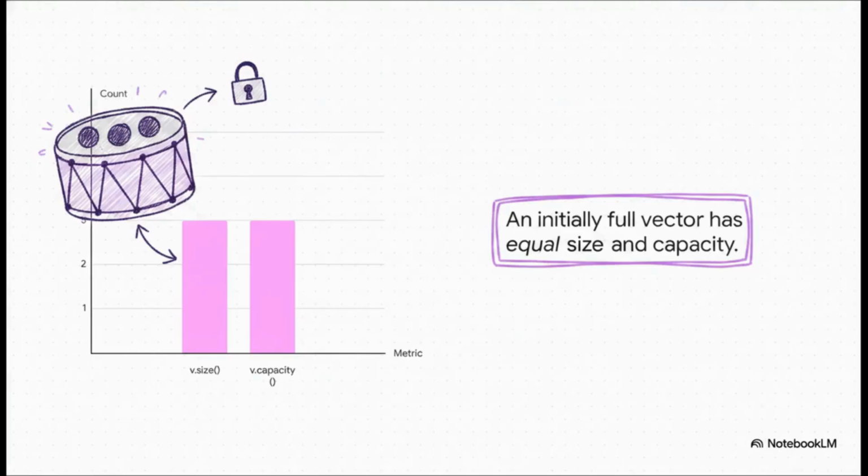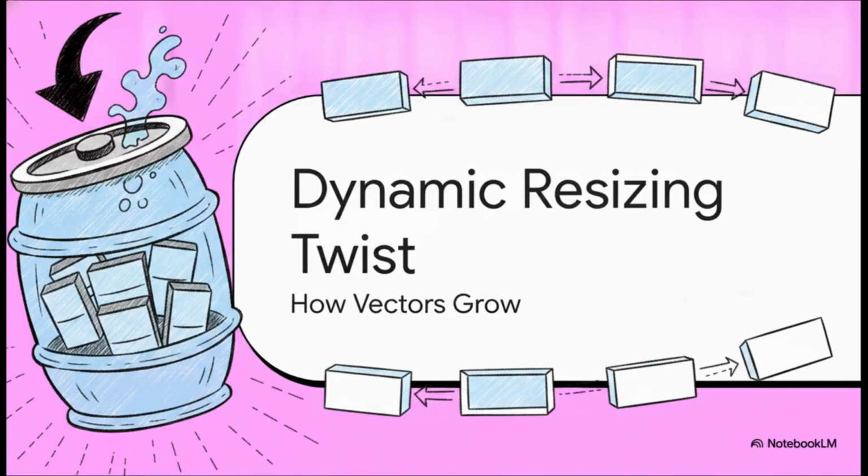So if we initialize a brand new vector with exactly 3 elements, its size sits at a value of 3. But crucially, its capacity is also exactly 3. At this exact moment, our drum is totally full. Size and capacity are a perfect match. Which brings us to Section 4, the dynamic resizing twist. Let's see how these things actually grow.